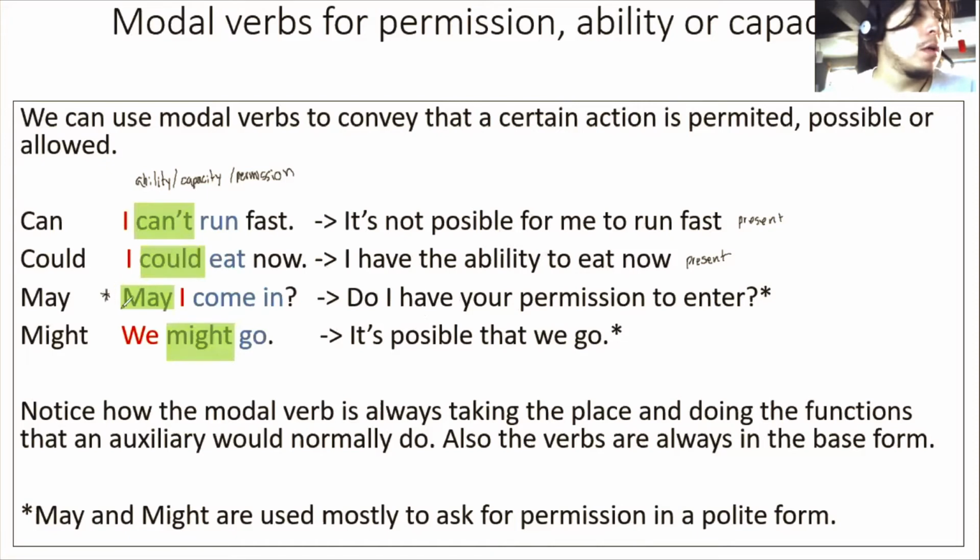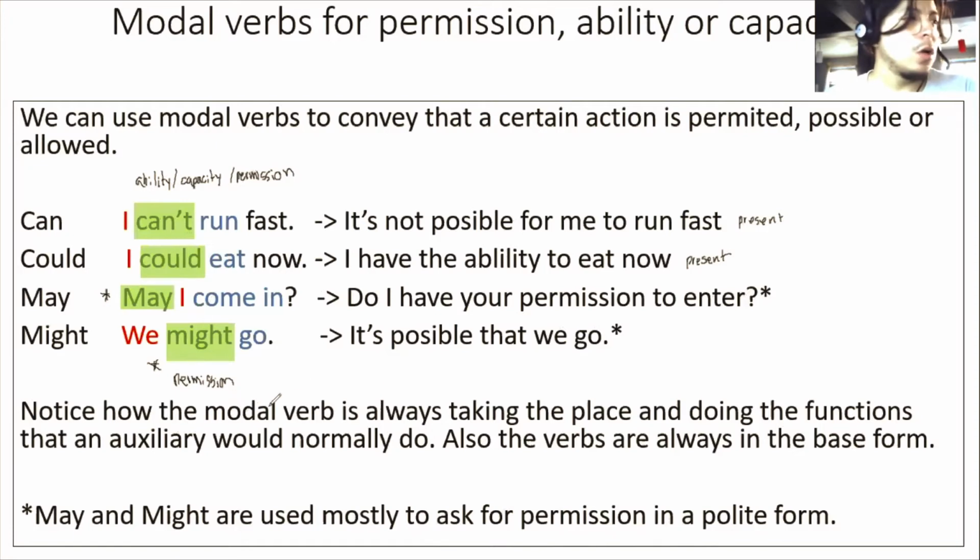Especially these two, may and might, are mostly utilized to speak about permission. They are very formal, and you use them to ask for permission. When you have your teacher in the school, she asks you to ask for permission, and she tells you, when you want to go to the bathroom, use "May I go to the bathroom?" "May I come in?" You are asking a question: do I have your permission to enter? This is normally for questions in a polite form, in a very educated and well-behaved form. "May I come in?" "We might go." Okay, it is possible that we go. Again, these two are more commonly used for permission, and these two can mean ability, capacity, or permission.